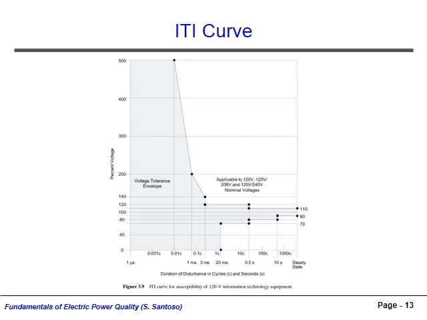Notice that voltages between 1.1 and 0.9 per unit will not disrupt equipment no matter how long the condition persists. Note also that this curve applies to equipment with a nominal voltage of 120 volts, and equipment with different nominal voltages may have different curves.